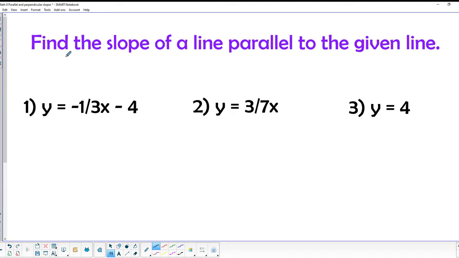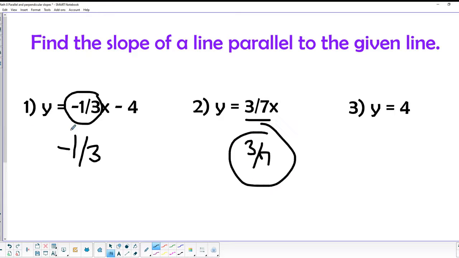Let's try a couple more. Find the slopes of a line parallel to the given line. Okay, the slope of this line is negative 1/3. So something parallel to that would be negative 1/3. What about this one? It has a slope of 3/7. So the slope that would be parallel to that would be 3/7. All right, that's pretty good.